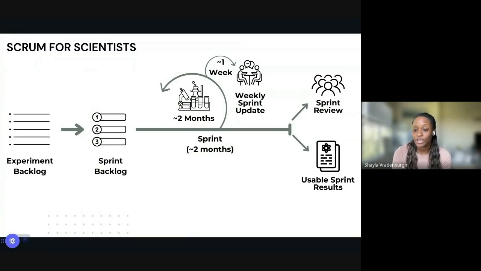And then you also can take out any usable sprint results. These are going to be completed experiments or completely analyzed data that you can pull out of your sprint and then use for other purposes like grants, publications, or presentations. So that's generally what the framework looks like. And what I'll do now is walk you through each of the different pieces of this much more in depth.